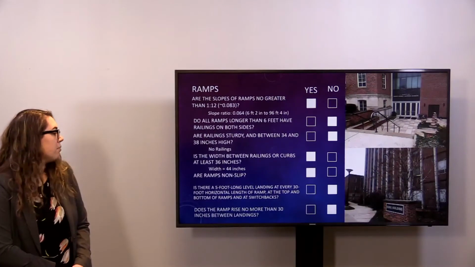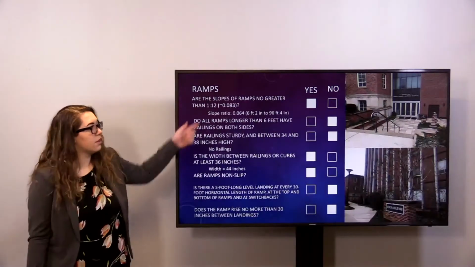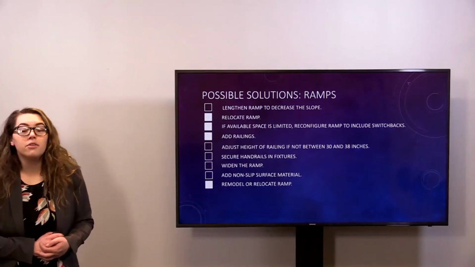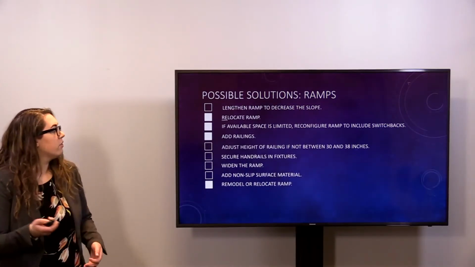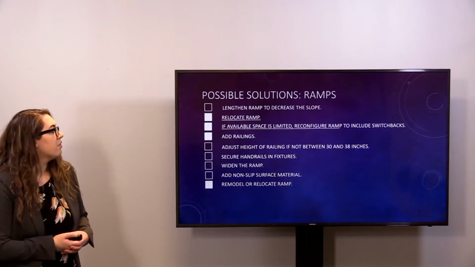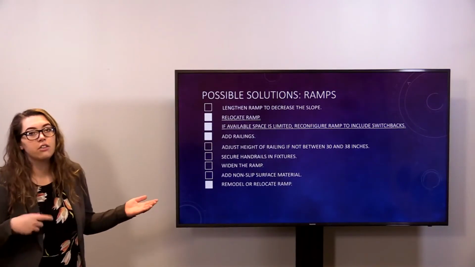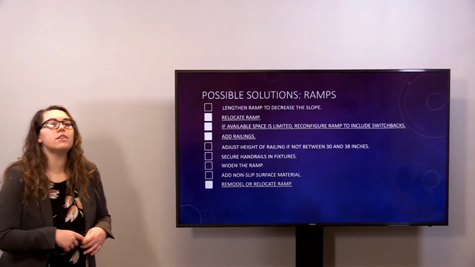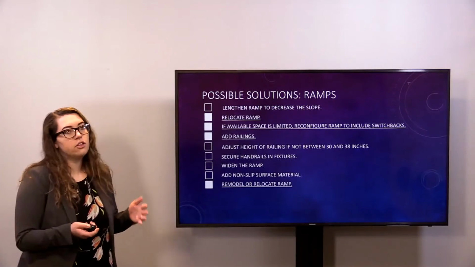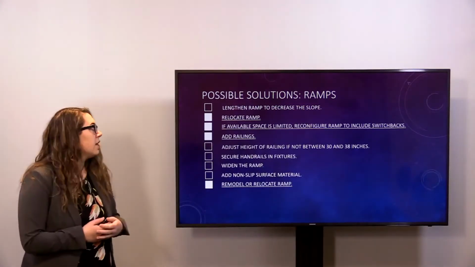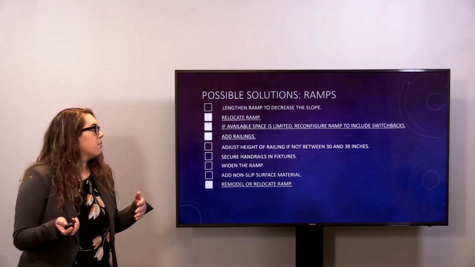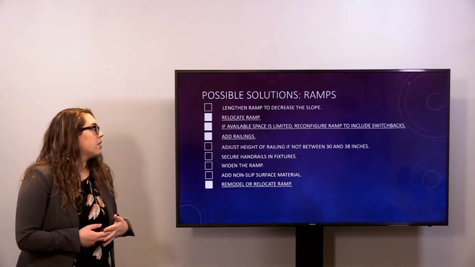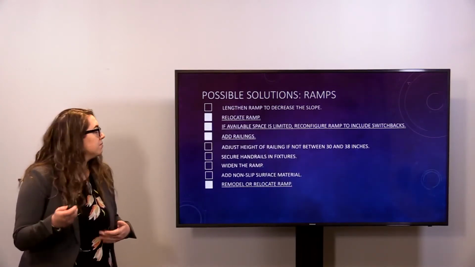And does the ramp not rise more than 30 inches between landings? Yet again, it rises 6 feet 2 inches, so that's a barrier as well. So some possible solutions to solve these barriers include relocating the ramp. If available space is limited, reconfigure the ramp so that it can include switchbacks, add railings, and remodel or relocate the ramp. So these solutions are just possible solutions that could be done to the building. If this is a barrier that we decide to move forward with, these are the solutions that we would want to try and use in order to remove this barrier from the building.